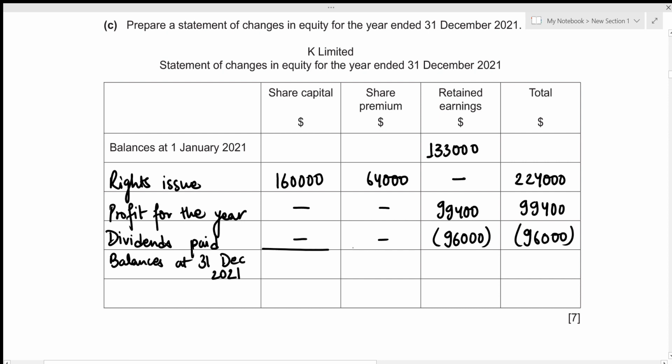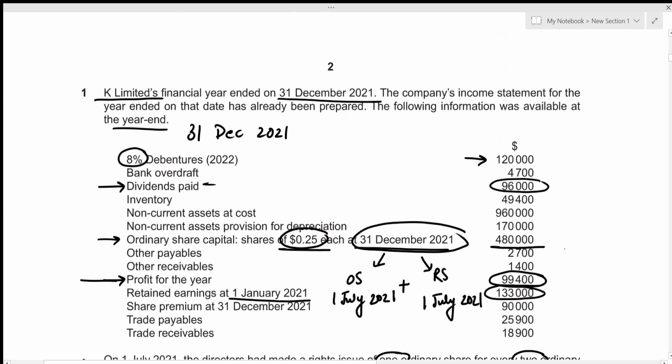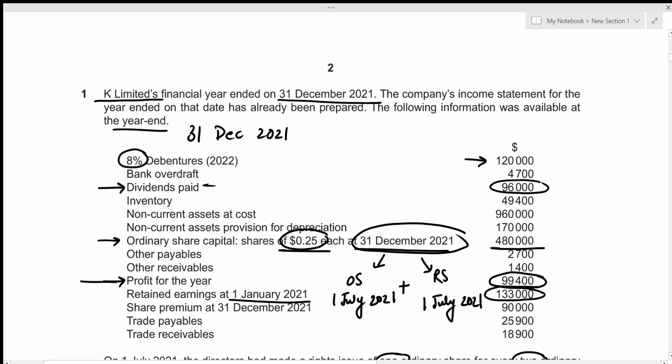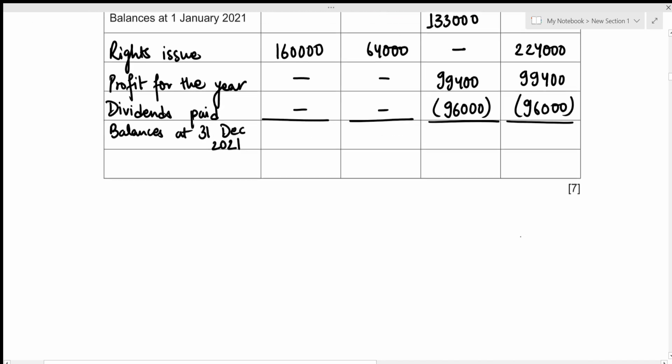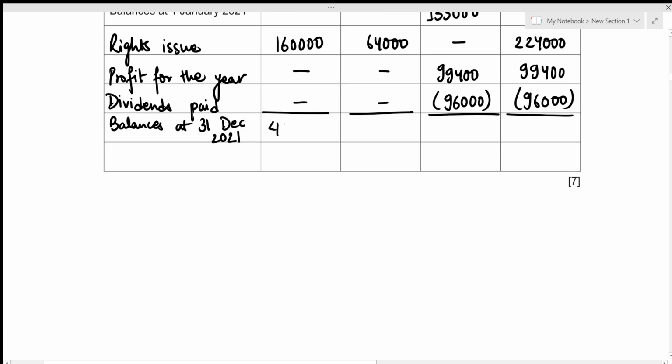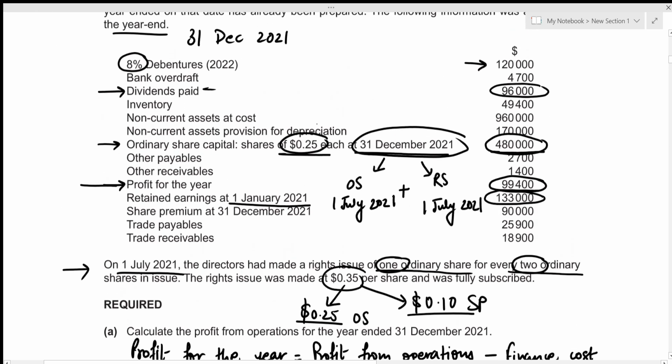Alright, then we can move to our closing balances. And we were given the closing balances of share capital and share premium. So let's have a look above. The ordinary share capital at 31st December 2021 amounted to 480,000. So let's record this value. That's 480,000. Now we'll repeat the same process for share premium.